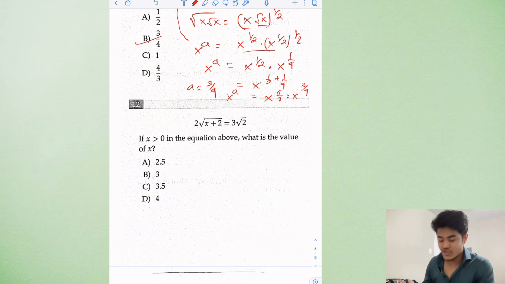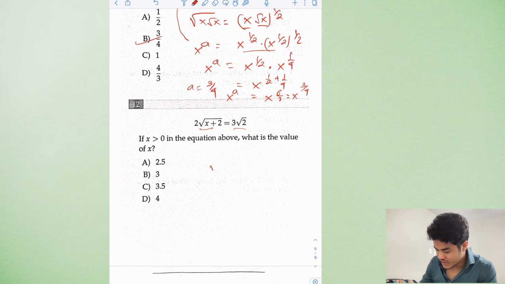And now let's get into question number 12. If this term is equal to this term, and x is greater than 0 but not equal to 0, in the equation, what is the value of x? All right, so we need to find a value of x, right? So we can write it down.